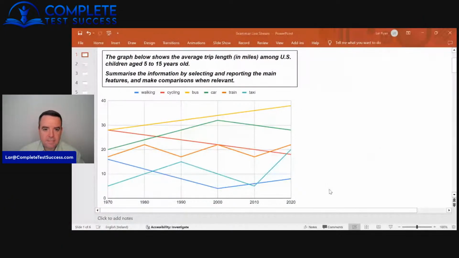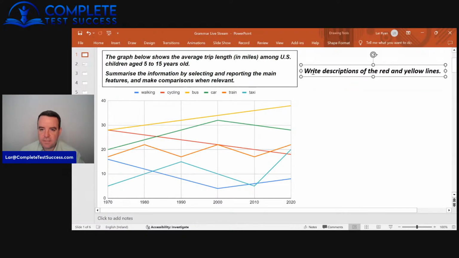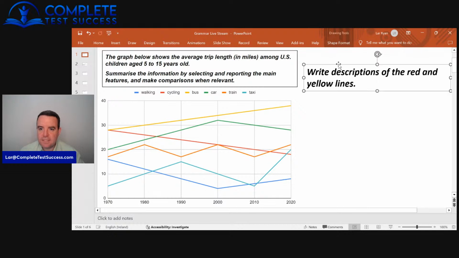Okay. So let me give you a task. Let's say write a description of the red and yellow lines. All right, so that's what I'd like you to do first. Write descriptions of the red and yellow lines. Share it with me in the comments. And then if you're making any mistakes or there are any issues that you need to fix, we can talk about those after that. Okay, and that's basically what we're going to be doing in this lesson.